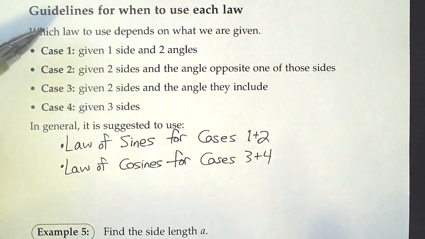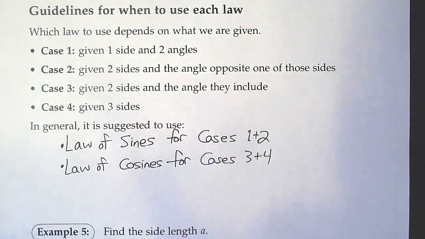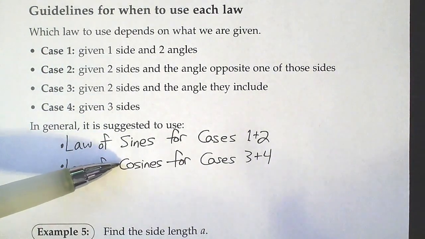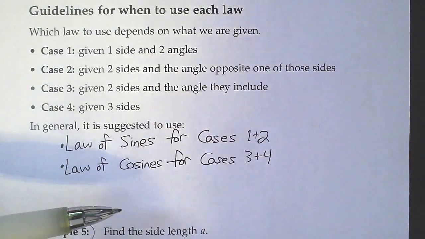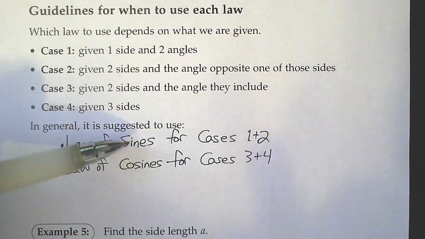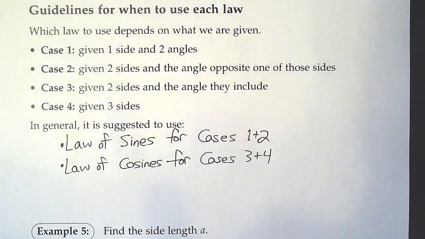Now, I'm calling this guidelines, and I used the word suggested. The truth is, you might want to experiment with a problem to see what works. You know, something you might do is you might use a combination of both laws. Like, you might start off a problem using the law of cosines, and then once you find some kind of side or angle, now you have enough information that maybe you could switch to using the law of sines to finish it. You know, you find part of the triangle using one law and find another part of the triangle using the other law. So there's some flexibility there if you want to just experiment and see what works.